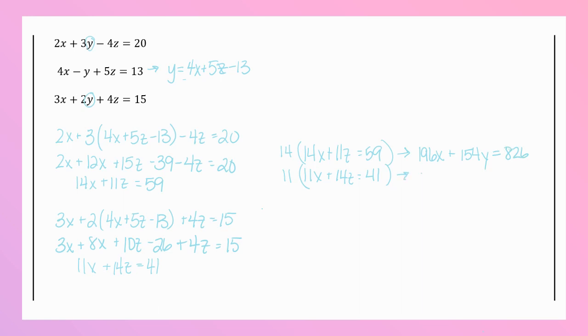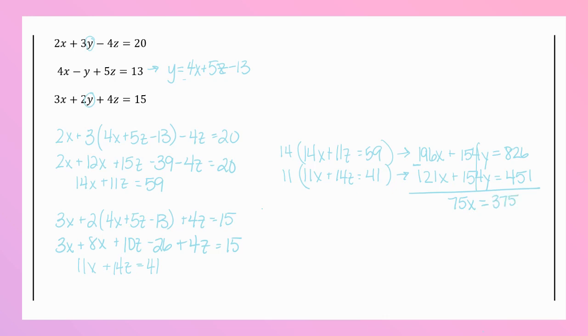Now I'm going to do the bottom one, multiply by 11. So 121x, 154z, and 41 times 11 is 451. I'm going to subtract the two equations because my z's have the same sign. Remember, same signs subtract, which means I'm going to subtract everything else. So 196 minus 121 is 75x, and 826 minus 451 is 375.